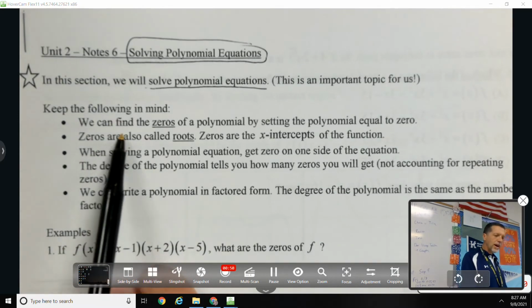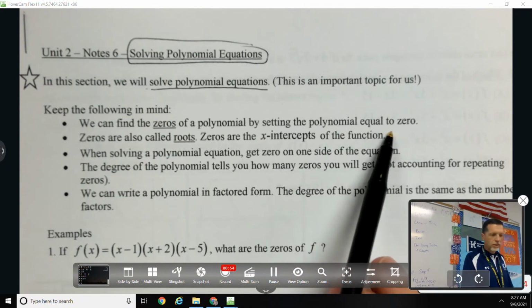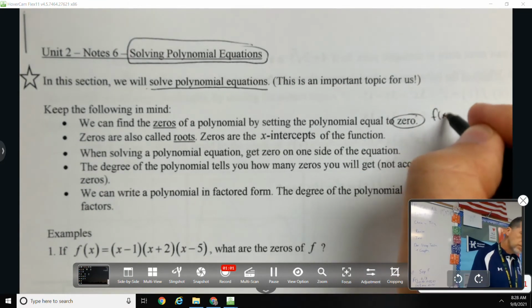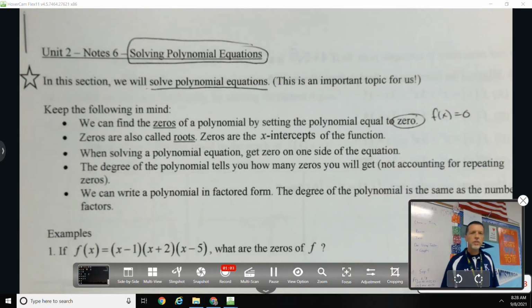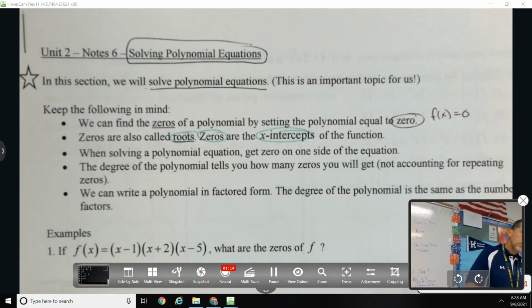Keep the following in mind. We can find the zeros of a polynomial by setting the polynomial equal to 0. That's why they're called zeros, because they make the polynomial equal to 0. f of x equals 0. Zeros are also called roots. Zeros are the x-intercepts of the function. We've said that before as well. Roots, zeros, x-intercepts, all kind of the same thing. I'll tell you later why I say kinda.